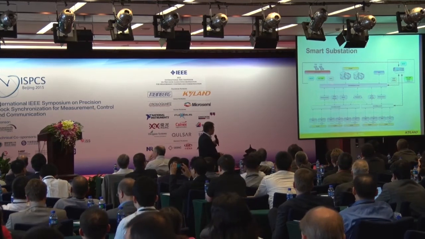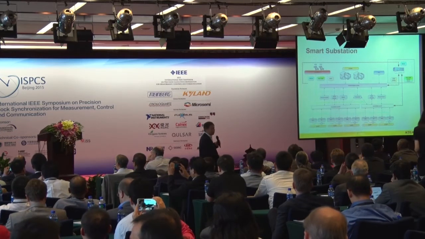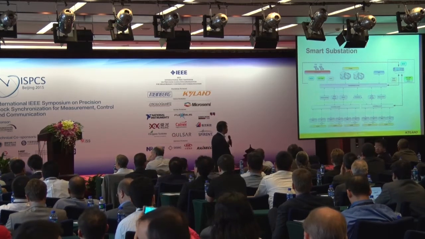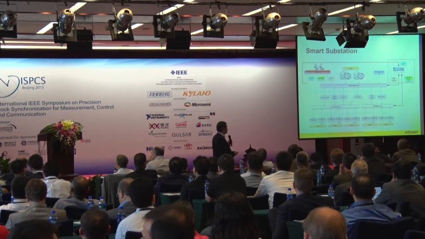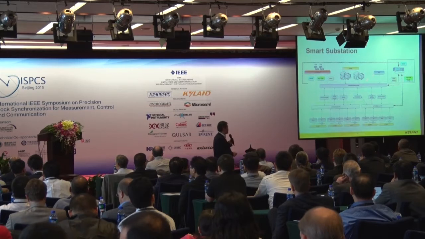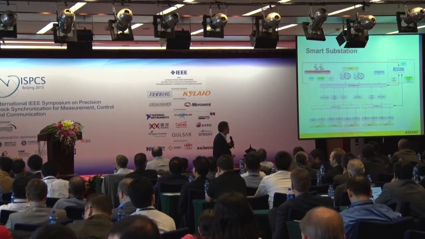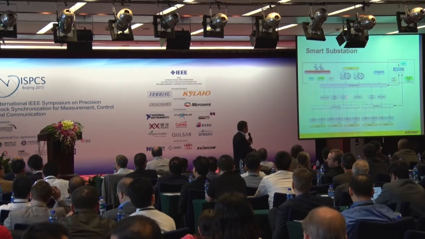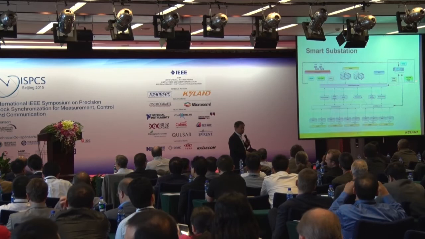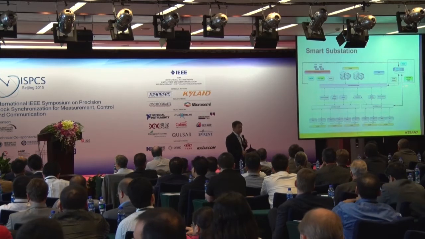One is the substation layer. The second is the bay layer. The third is the process layer. Different layers have different time accuracy requirements. For the substation layer, we mostly use NTP for time synchronization. The time accuracy is several milliseconds. For the bay layer, we mostly use IRIG-B, and some substations also use 1588. The requirement is 1 millisecond, or better than 1 millisecond.